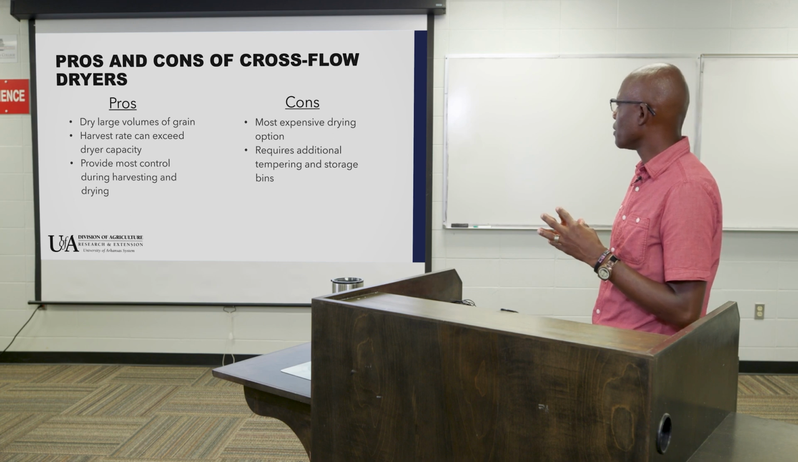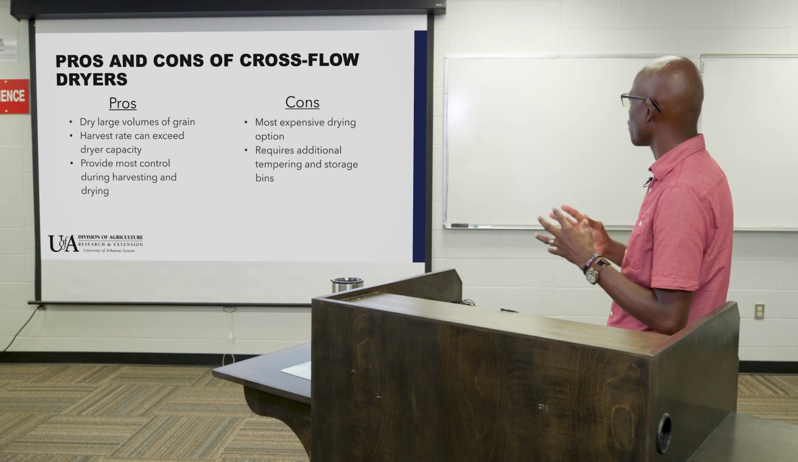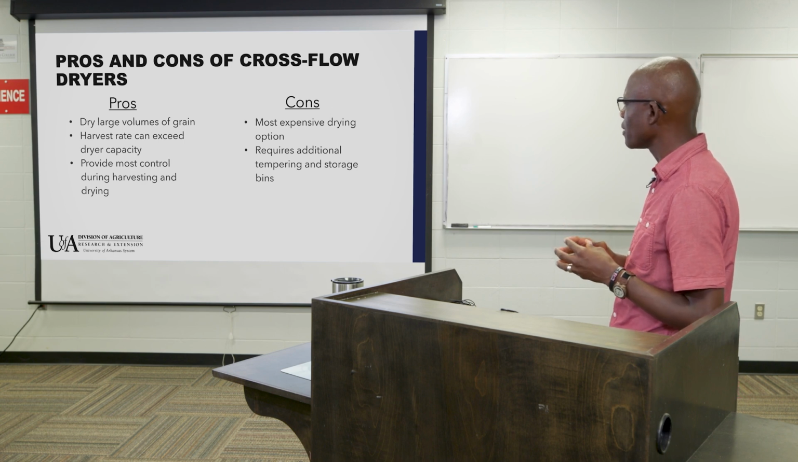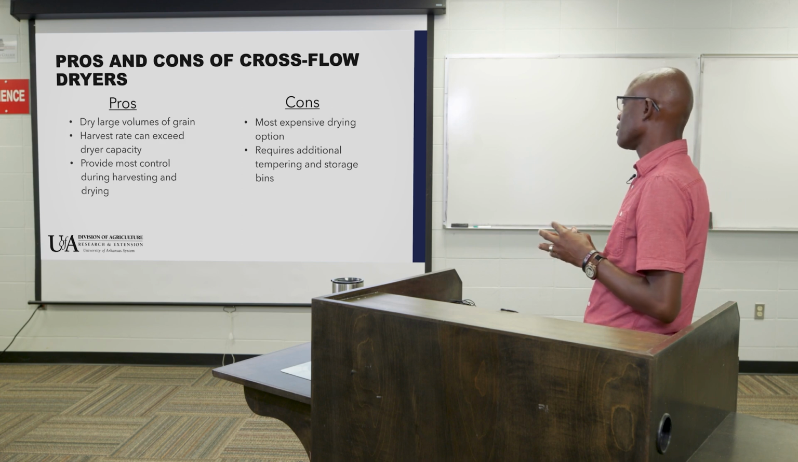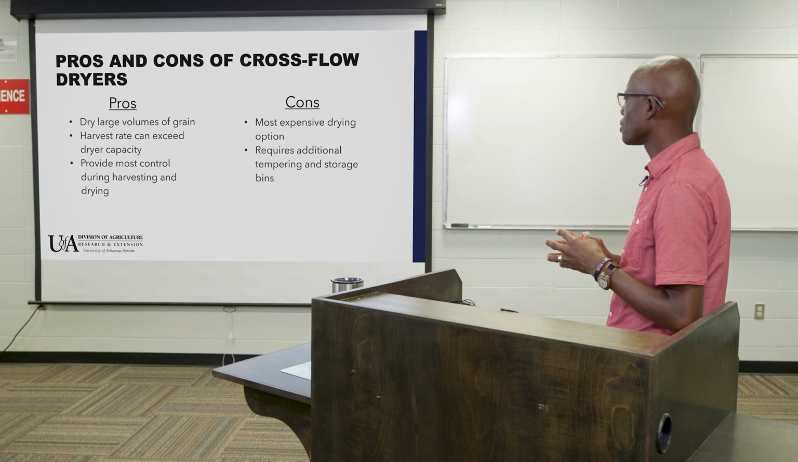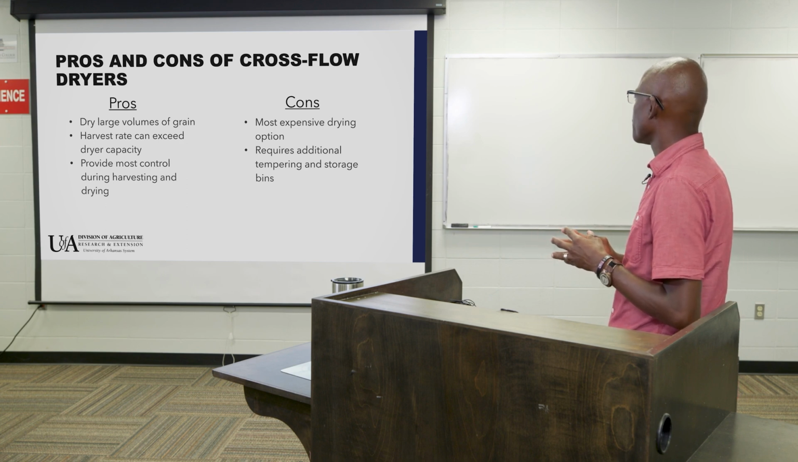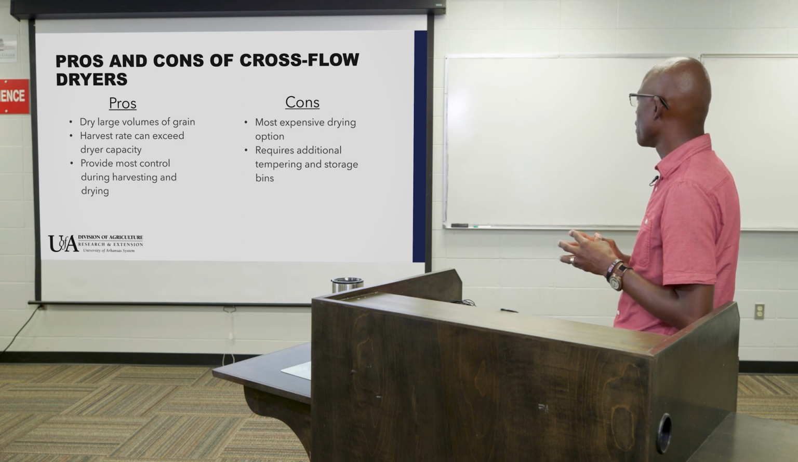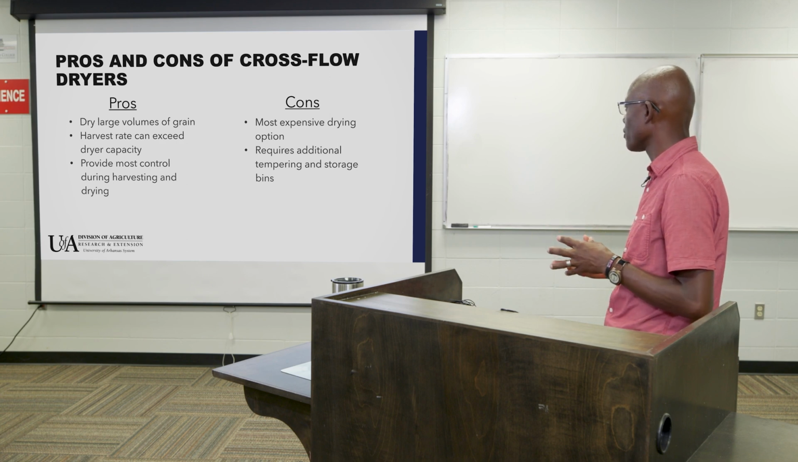I've mentioned this in passing, but in this slide here, I want to just show you some of the advantages and the disadvantages of these cross-flow column dryers. In terms of advantages, we are able to dry large volumes of the grain. The harvest rate can exceed the drying capacity. These systems provide the most control during harvesting and drying of rice. The disadvantages, on the other hand, are that it is the most expensive of all the drying options. You require addition of tempering and storage bins in these systems.